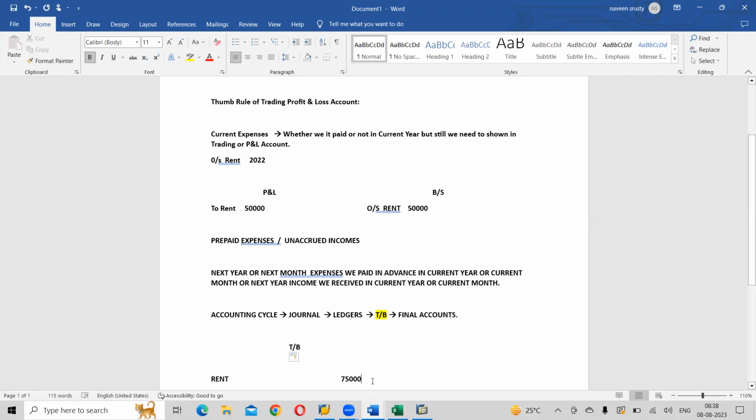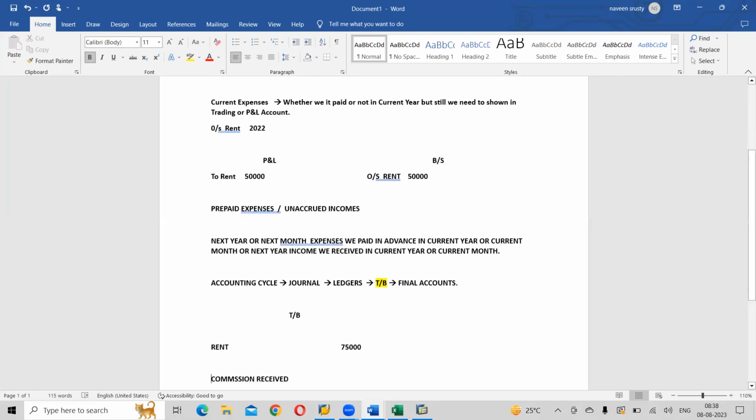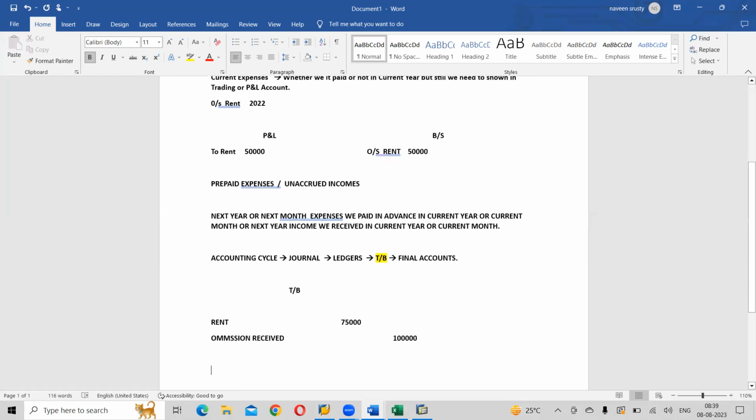Okay, we'll come to know. We'll see that. Okay, commission received. It's nothing but an income, correct? On the credit side of the trial balance, it is showing 1 lakh. So here, some adjustments will be created. Again, why will adjustments occur? That is also important. We need to know. We will discuss all those later.